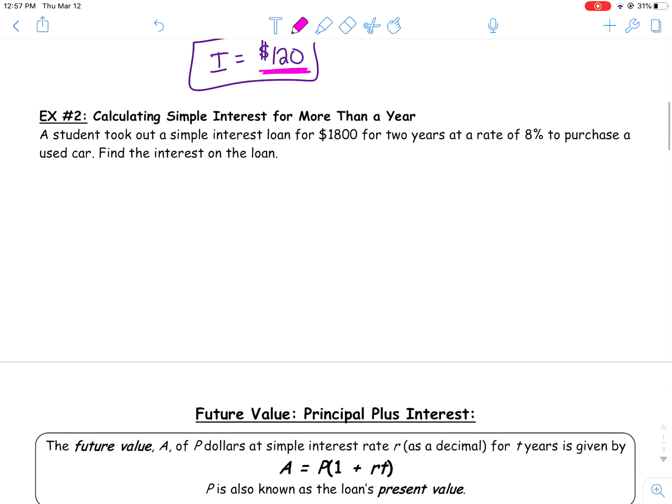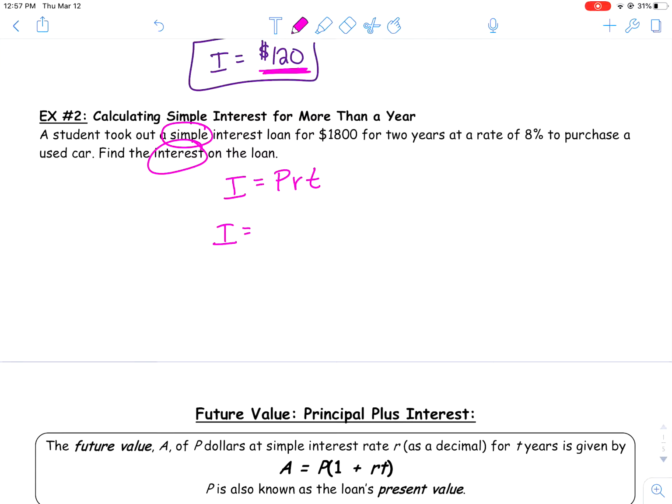Look at example number 2 with me. It says a student took out a simple interest loan for $1,800 for 2 years at a rate of 8% to purchase a used car. Find the interest on the loan. So again, this question is just asking me for an interest. I know that it's simple interest, so we should be able to, again, use this equation. That interest is really the principal times the interest rate times the time in years.